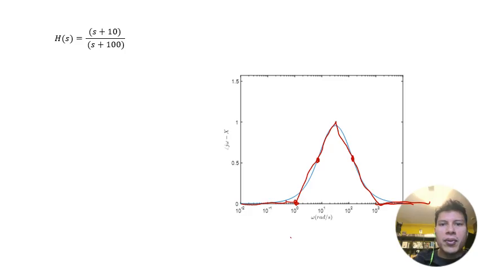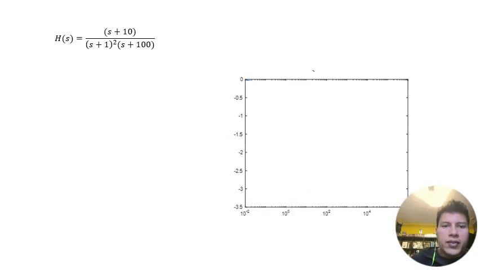Let's do one more example and then call it a day. Okay, so here our smallest pole is 1, so we're going to have to look at up to 0.1. We're going to have to look at numbers where omega is smaller than 0.1 to begin with.